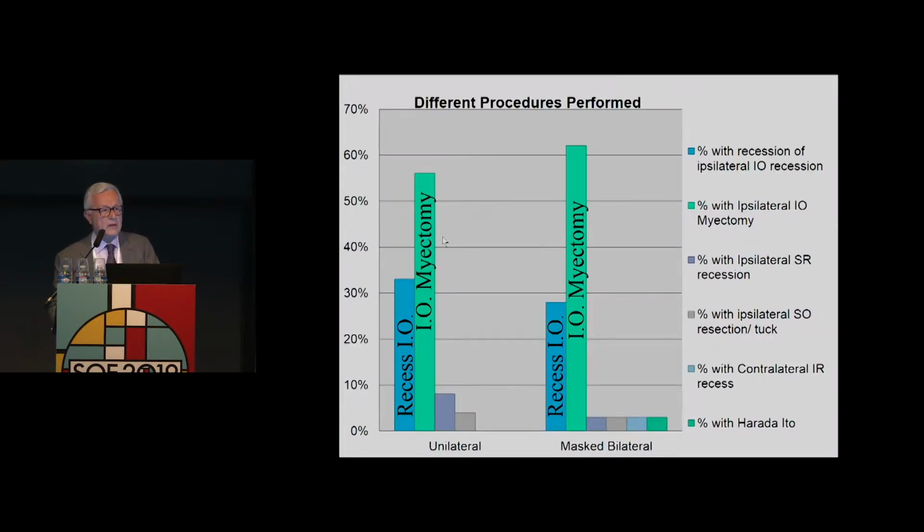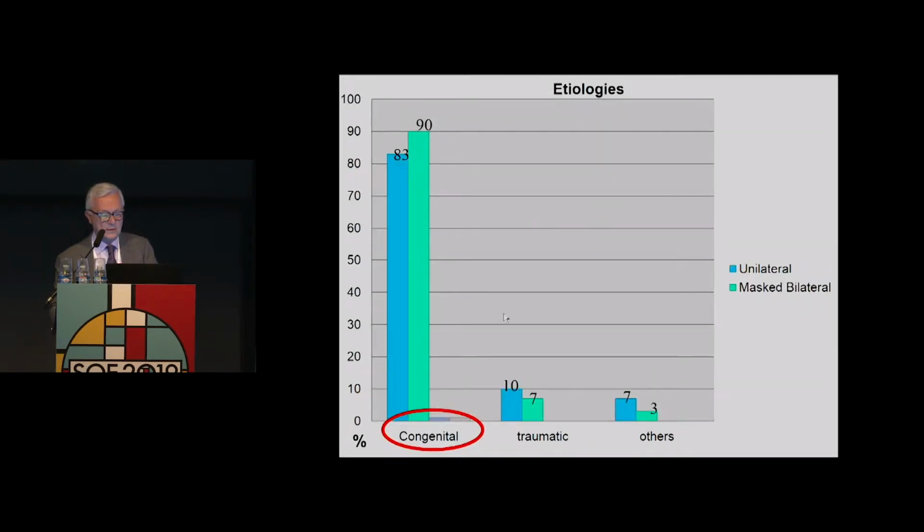It didn't really matter if these patients had inferior oblique recession or inferior oblique myectomy. It wasn't statistically different. Both procedures ended up showing us the contralateral abnormality as time went. Surprisingly, the greatest majority of patients who turned out to be bilateral were congenital and not the traumatic ones.